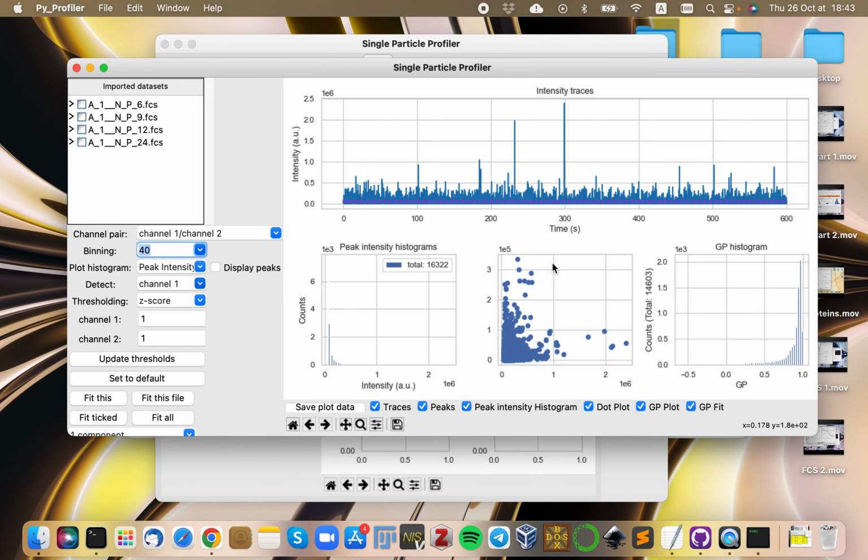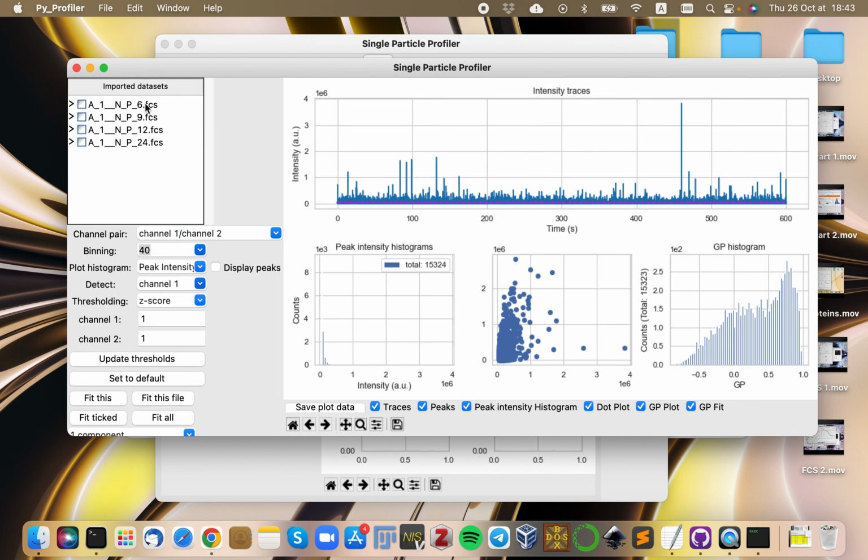And now, what we also want to calculate is how many particles actually have RNA. So here in total, we calculated 15,323 events, which corresponds to 15,323 particles.